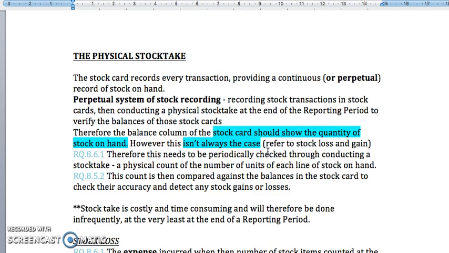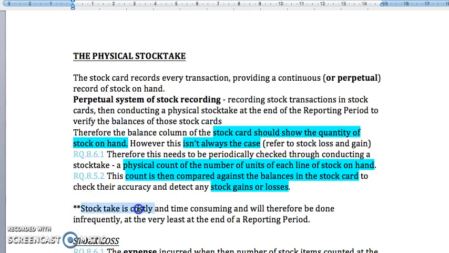So things like human error can always affect how stock is recorded in the stock cards and therefore the accuracy of those stock cards. So it needs to be periodically checked through conducting a stock take, which is the physical count of the number of units of each line of stock on hand. So each item of stock needs to be counted. The count is then compared against the balances in the stock card. And that's going to be able to verify the accuracy. If the count is the same as what's in the stock card, it means that we have the right number of stock recorded. If not, we're going to need to record a stock gain or a stock loss.